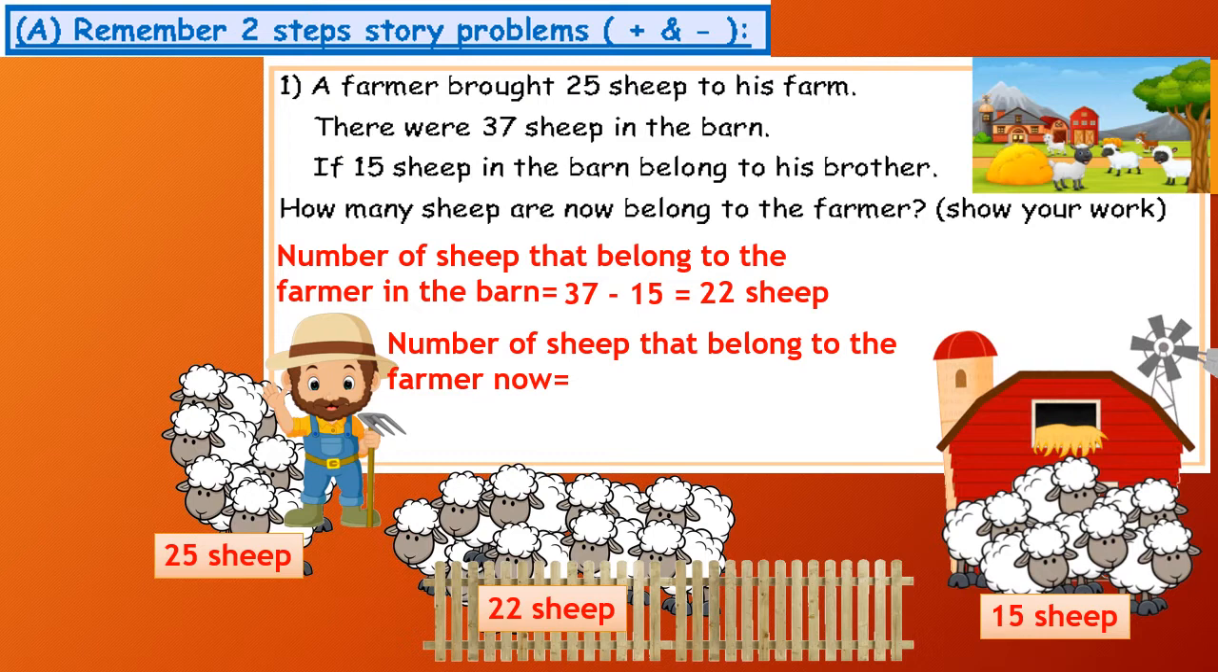The number of sheep that belong to the farmer now: 22 plus the 25 new sheep equals 47 sheep belonging to the farmer.